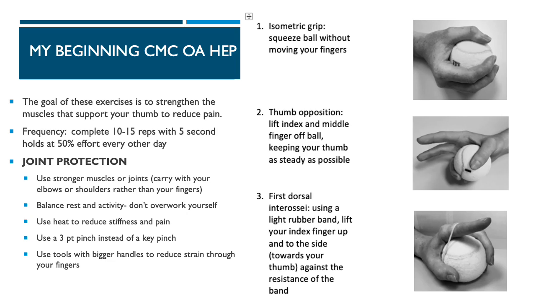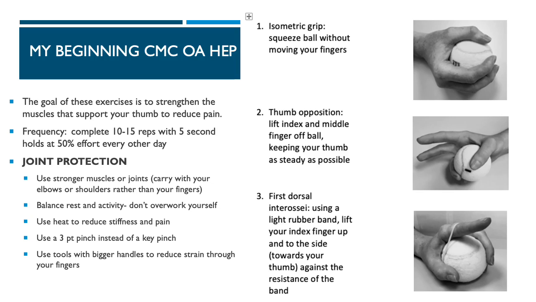The second exercise is for thumb opposition. So this is where we work the opponens pollicis and the abductor pollicis brevis. All you do is lift the index and middle finger off the ball. So your thumb has to kick in and hold in opposition. If those muscles weren't active, the ball would fall out of your hand.